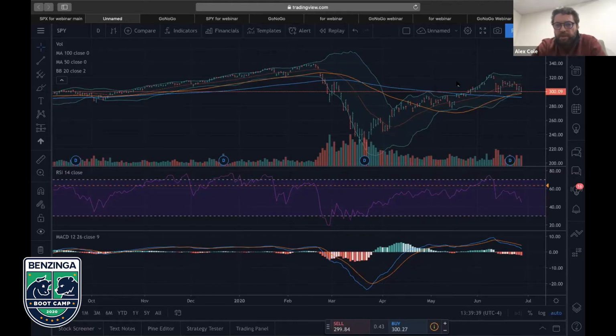Now, there's a couple of different ways to interpret when price trades out of the band. You can either bet on mean reversion when the bands are wide, right? If price comes outside the band, you might expect some mean reversion to that mean.